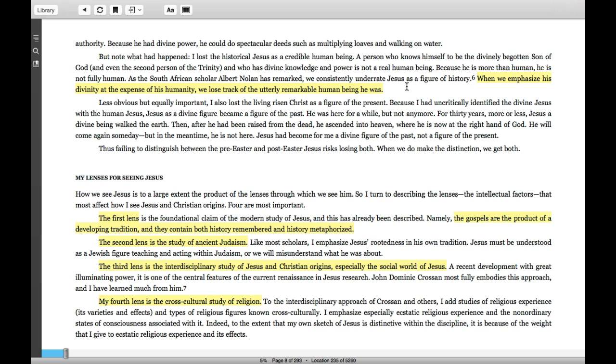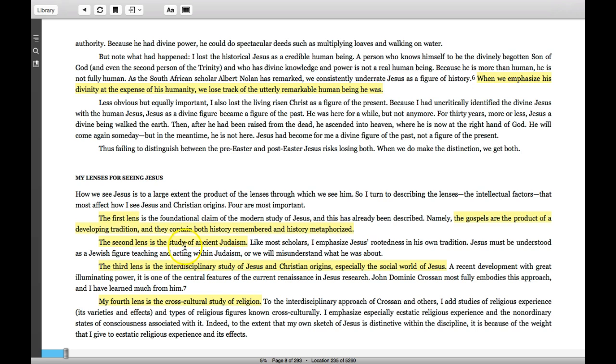So not only are the Gospels our main source of knowledge, but we have to now start thinking about lenses. What are the lenses that we put on? What are the glasses that we put on in order to understand Jesus? Now, the first lens that we look through to see, to know, to understand Jesus are the Gospels, which he says right here are a product of the developing tradition, and they contain both history remembered and history metaphorized.